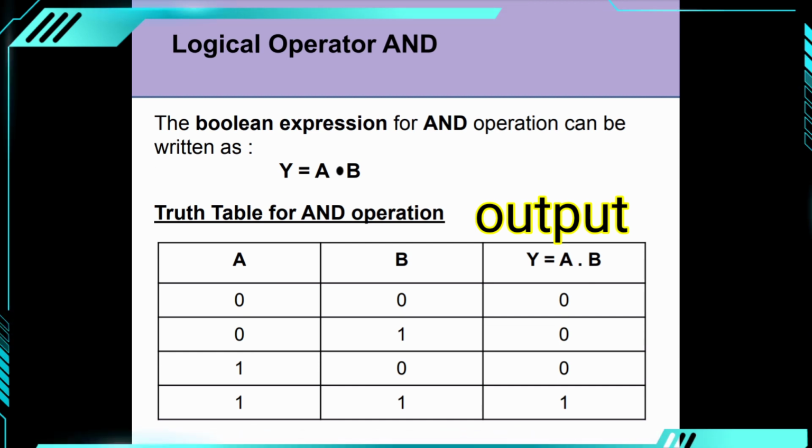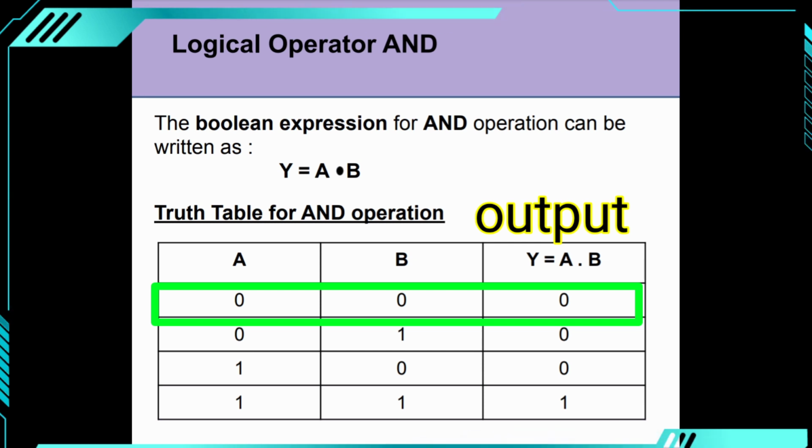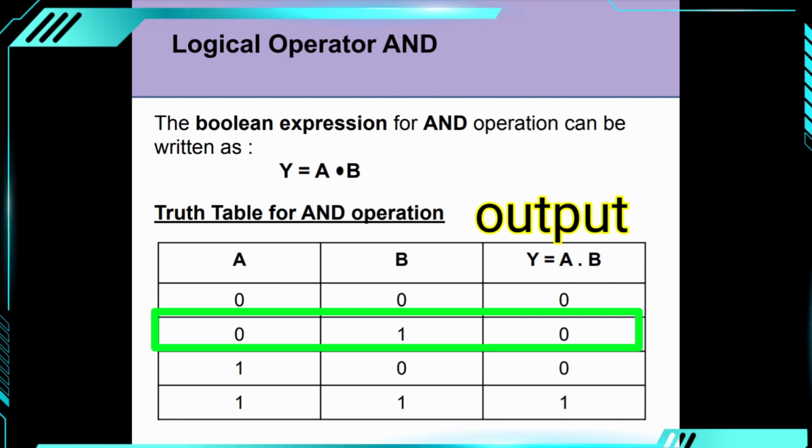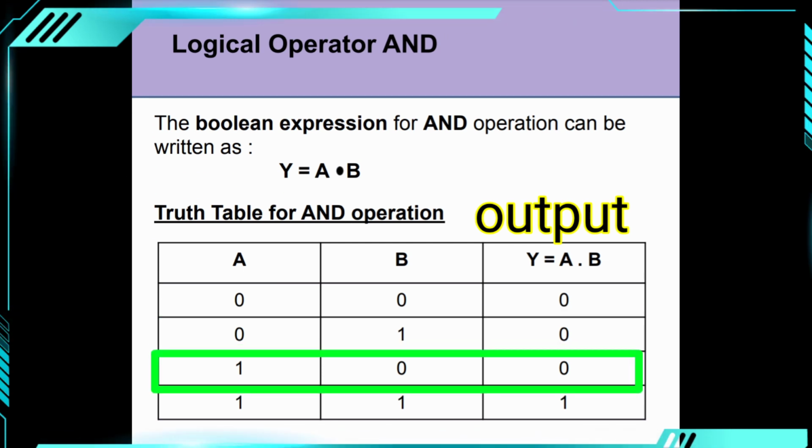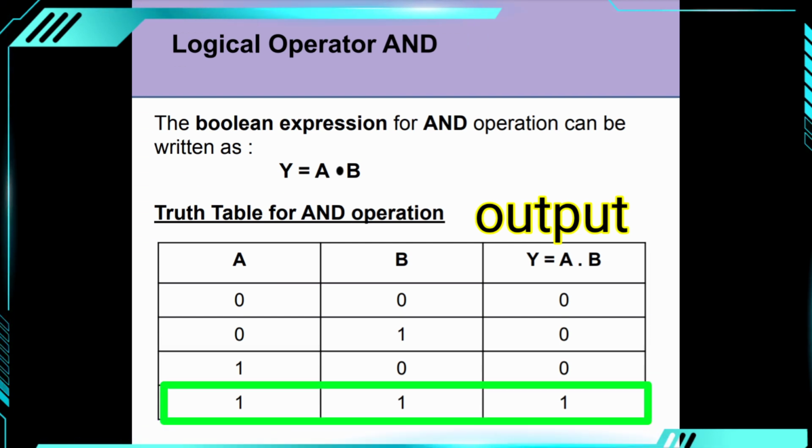For output Y equal A dot B, the possible values based on the inputs A and B: for the first entry, A is 0, B is 0, and the output A dot B is equal to 0. For the second entry, when input A is 0 and input B is 1, the output Y is equal to 0. For the third entry, when input A is 1 and input B is 0, the output Y is equal to 0. And for the last entry, the one and only output value Y equal to 1 is when input A is 1 and input B is 1. So the output is 1.